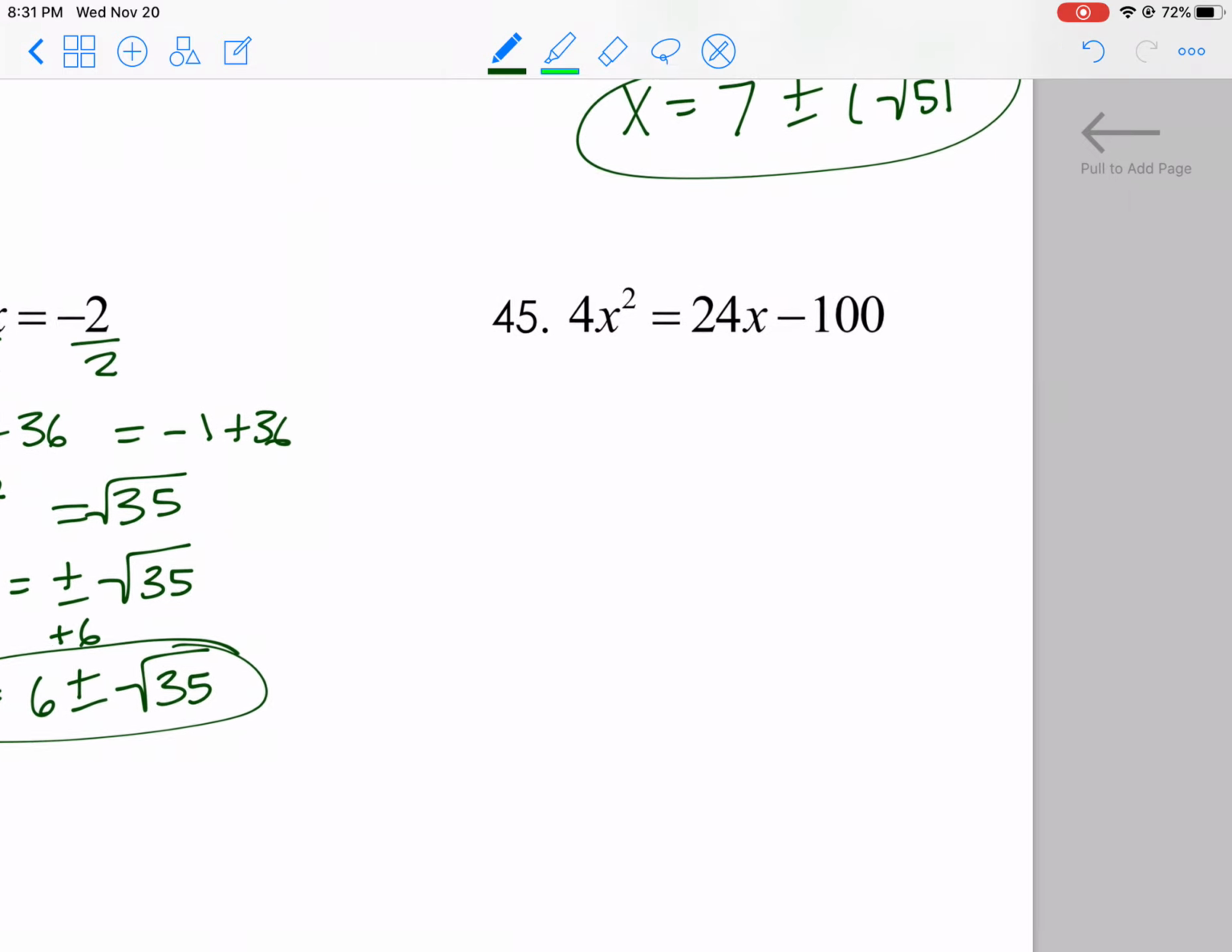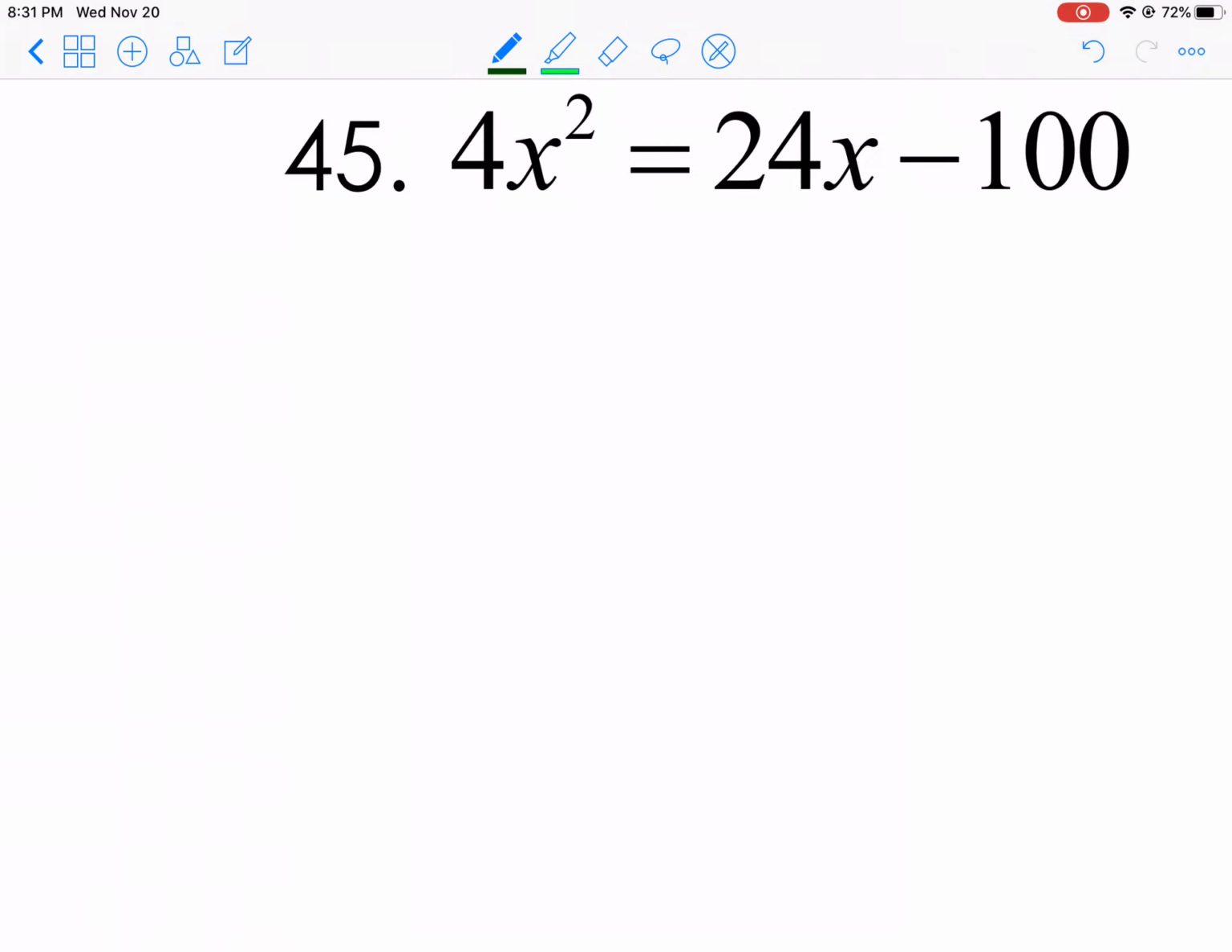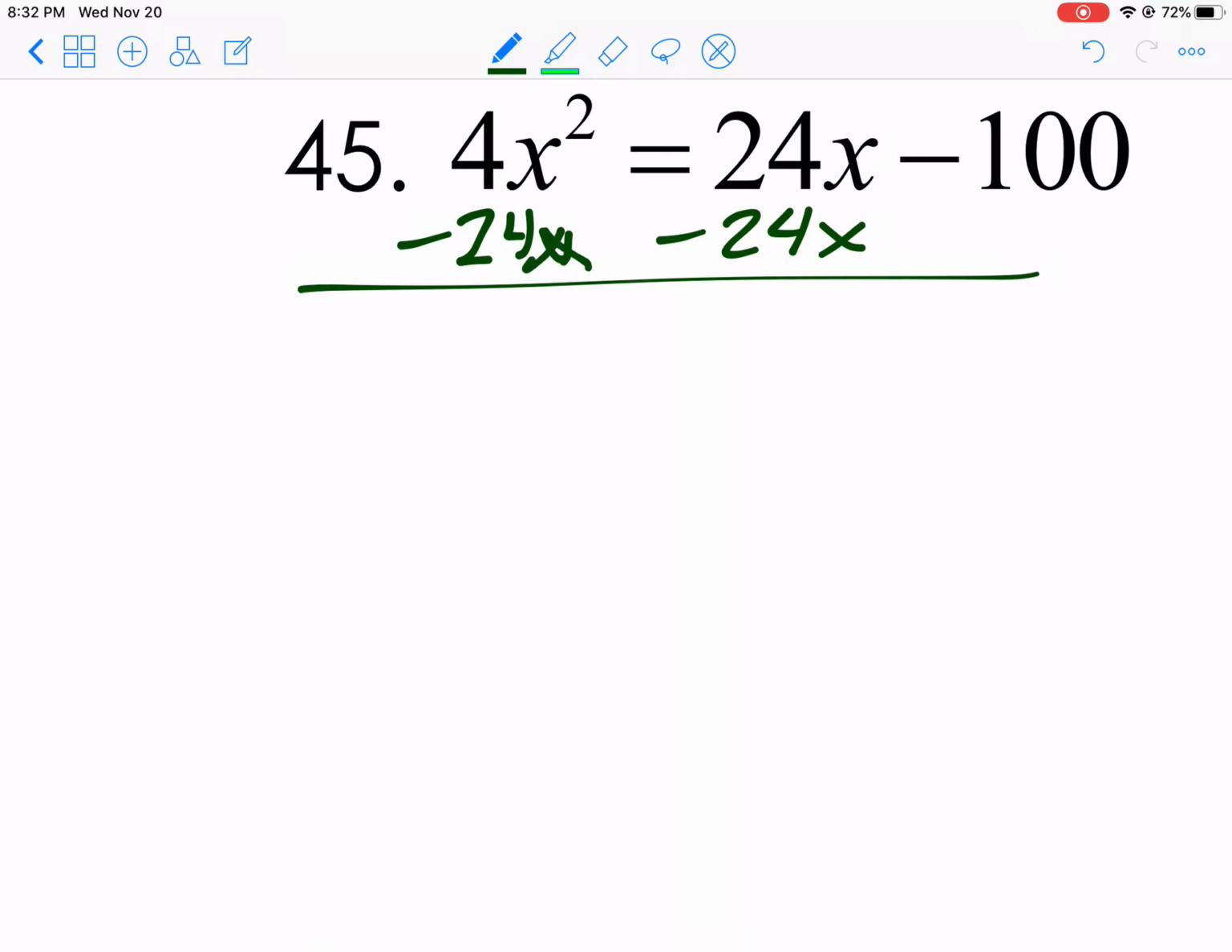Okay, let's try 45. Hopefully this one will do what I'm hoping. All right, quadratic term, constant, but the linear is not on the same side as the quadratic, so that's the one I want to move. So I'm going to subtract 24x from both sides. 4x squared minus 24x is just 4x squared minus 24x. They can't combine. They're not like terms.